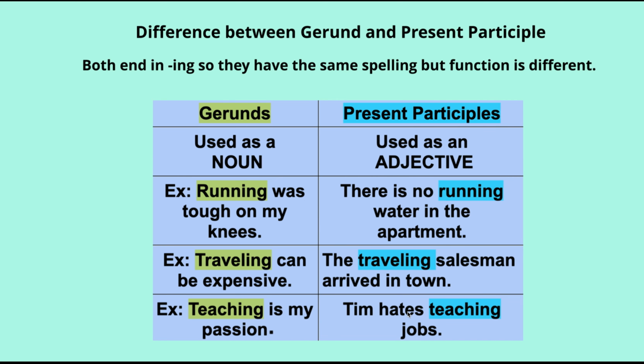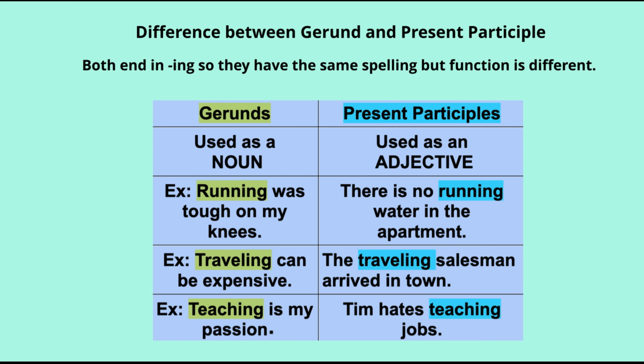Let's see the difference between a gerund and a present participle. Basically, anybody can get confused because both have an ing ending and the same spelling, but their function varies depending on the usage. So, gerunds are used as a noun, whereas present participles are used as an adjective. Let's see a few examples for you to understand it much better.